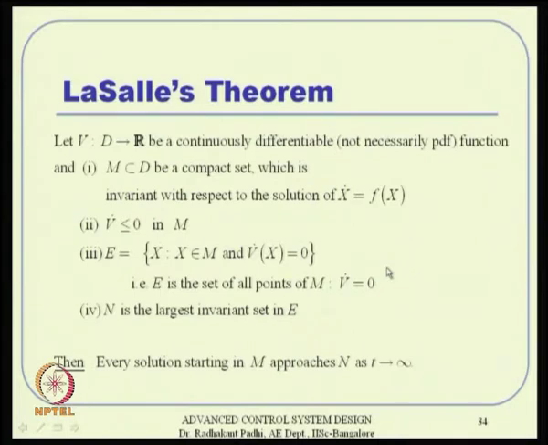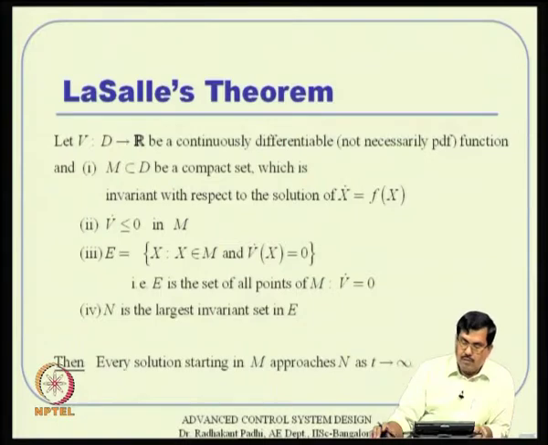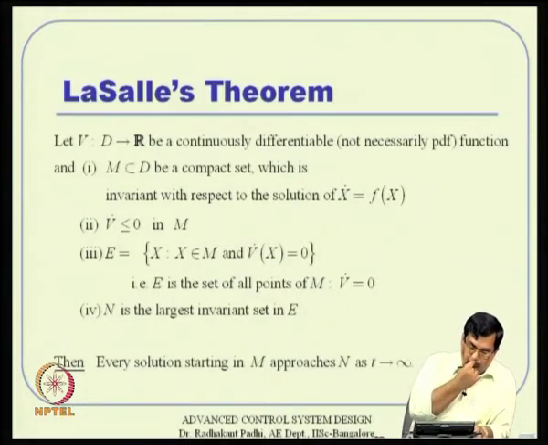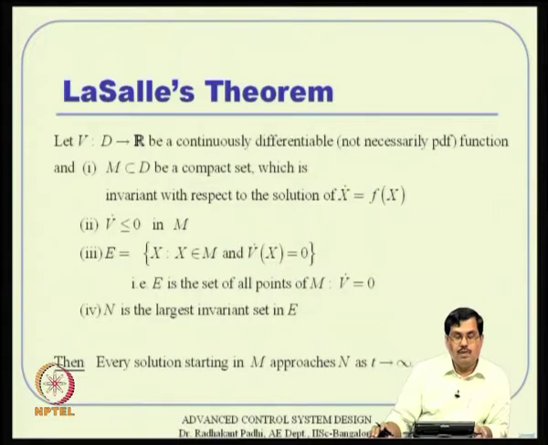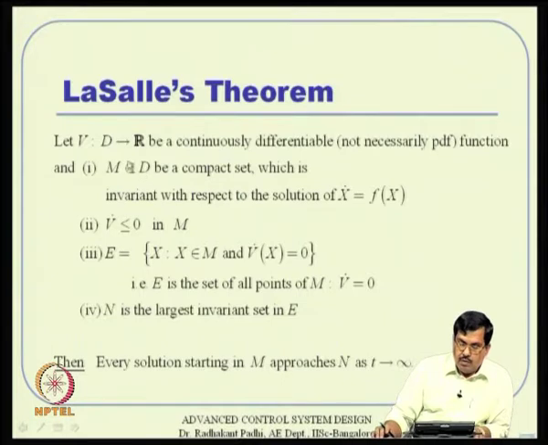Then towards the end of the last lecture we talked about Lassalle's theorem. That is a theorem that Lassalle gave, slightly bigger than what we just saw, as a subset sort of thing. This theorem tells that V defined from this domain D to R needs to be a continuously differentiable function. Again, it need not necessarily be a positive definite function. It is simply necessary that it be continuously differentiable, that is all. And then the following conditions hold good. What are those conditions?